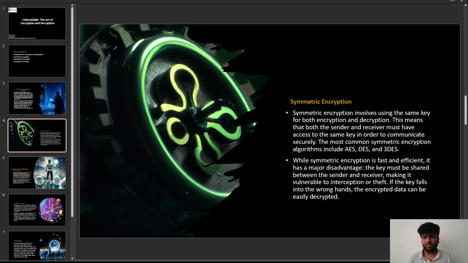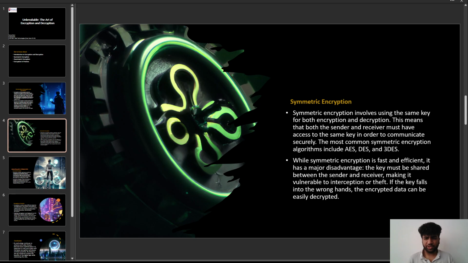Symmetric encryption involves using the same key for both encryption and decryption. This means that both the sender and receiver must have access to the same key in order to communicate securely. The most common symmetric encryption algorithms include AES, DES, and 3DES.